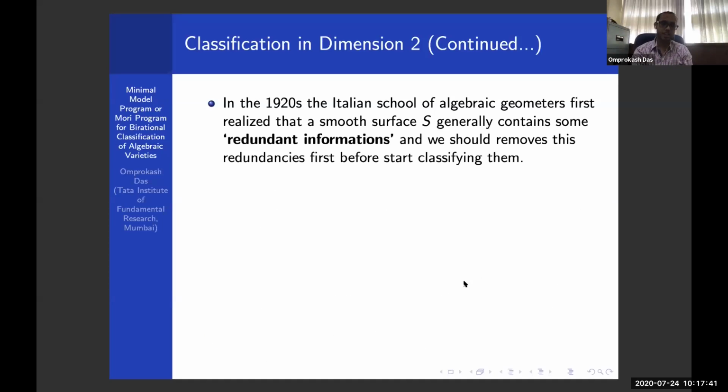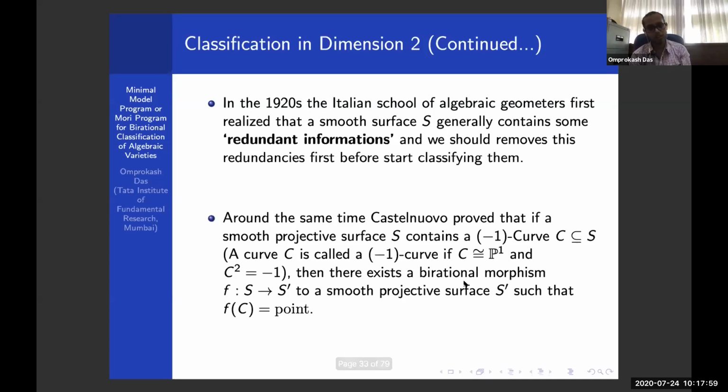So in the late 1920s, the Italian school of algebraic geometers tried to classify surfaces. What they realized at that time was that a smooth projective surface contains lots of redundant information, and we need to remove these redundancies before we can start classifying them. Around the same time, 1920s and 30s probably, Castelnuovo proved the following very important and useful theorem.